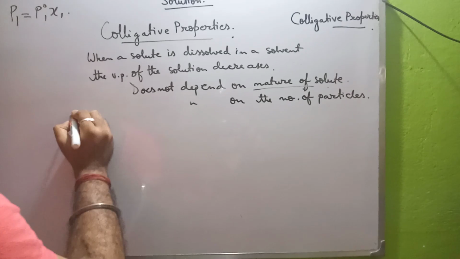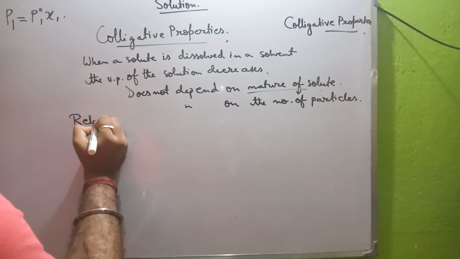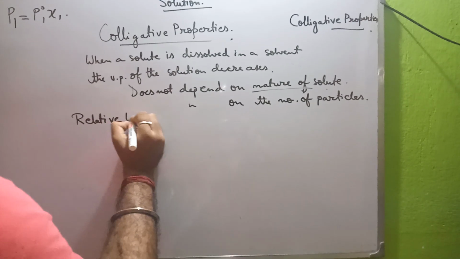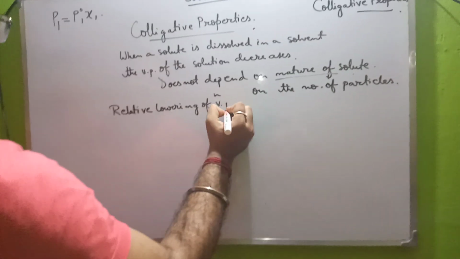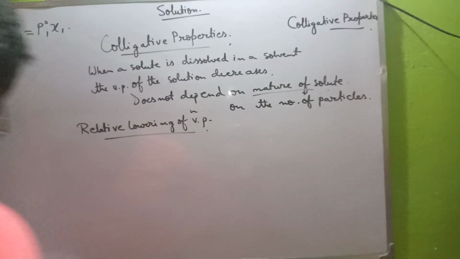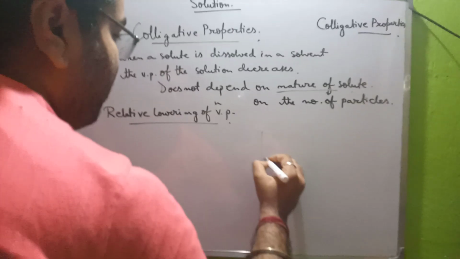There are 4 colligative properties. Number 1 is relative lowering of vapor pressure. Now let us take an example before this.